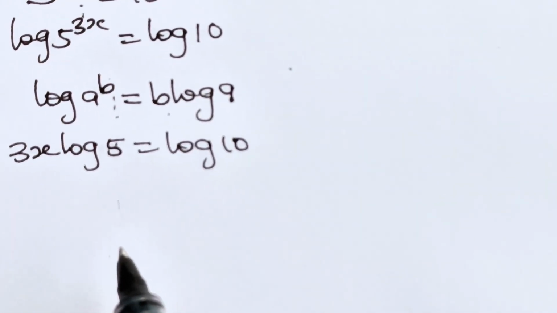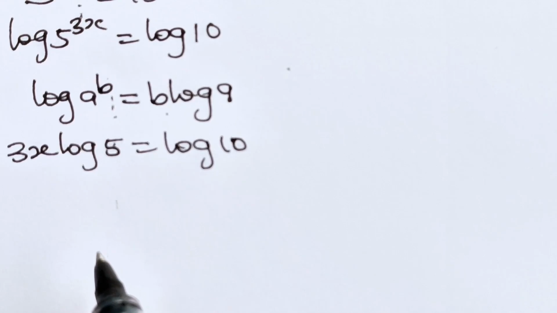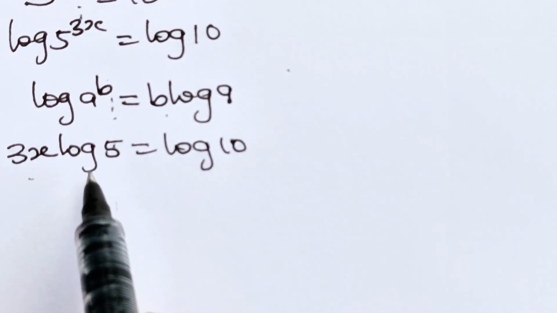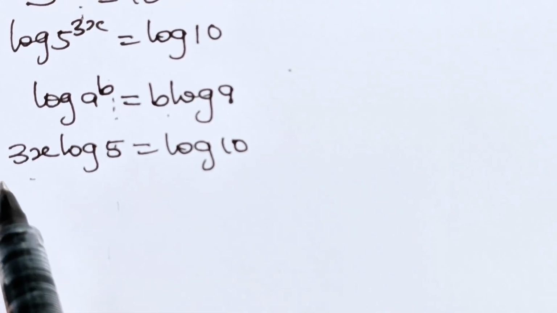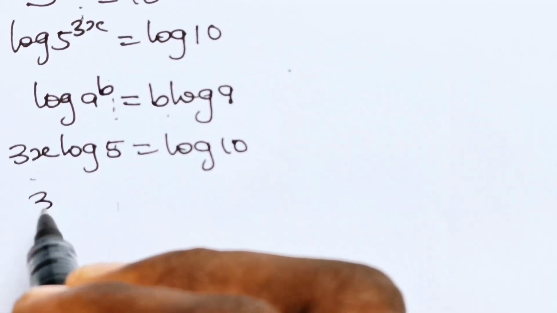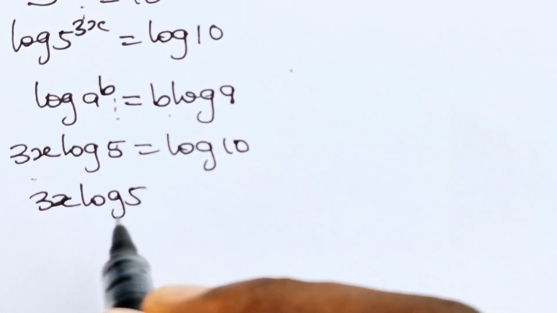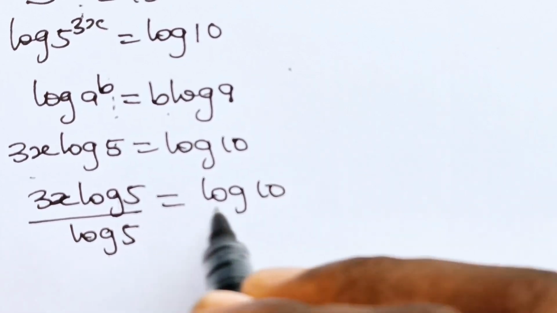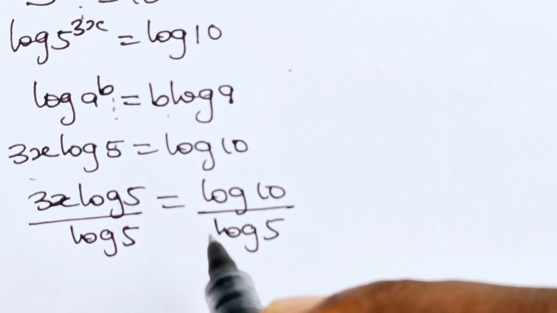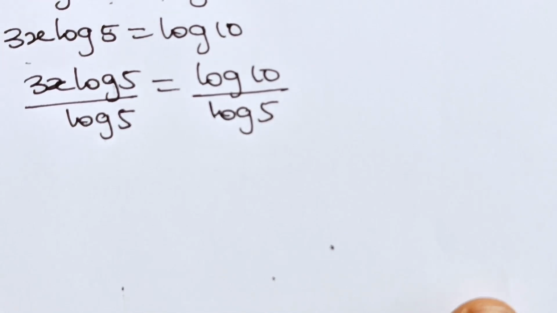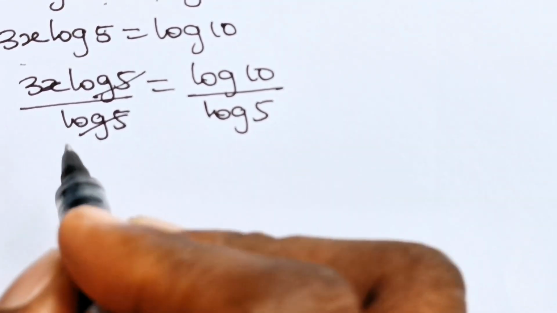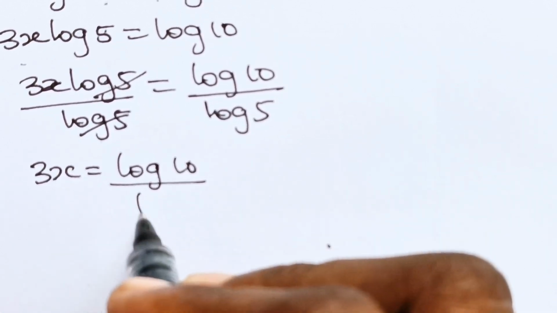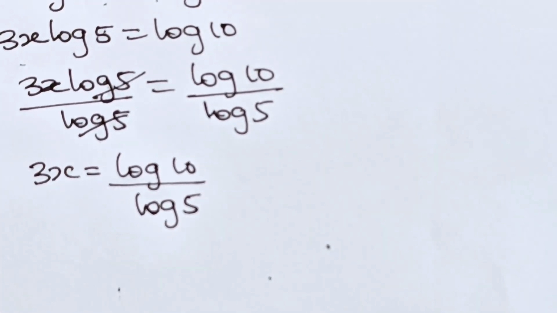Now, to get the value of x, we need to isolate anything that is connected to x, right? And to do that, we need to divide both sides of the equation by log 5 in order to be left with 3x on one side. So we are going to have 3x log 5 divided by log 5 is equal to log 10 divided by log 5. Now, log 5 is going to cancel log 5. So we have 3x is equal to log 10 divided by log 5.